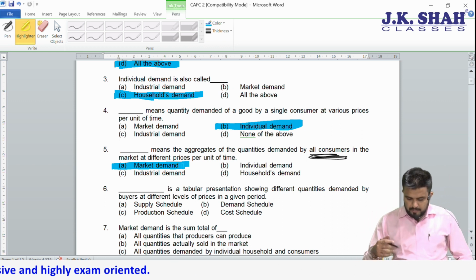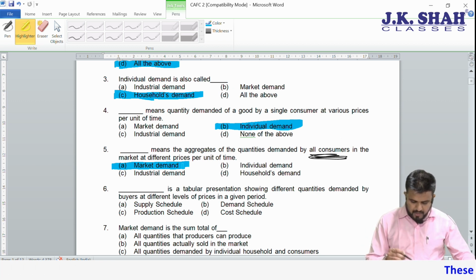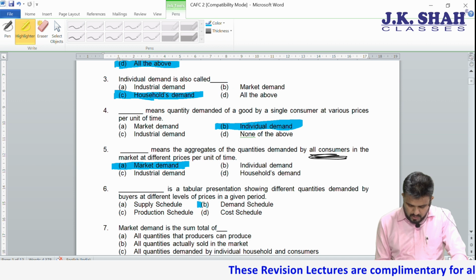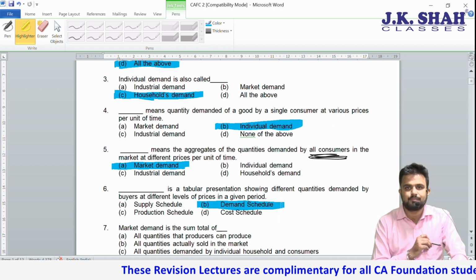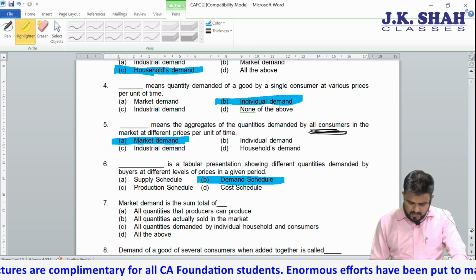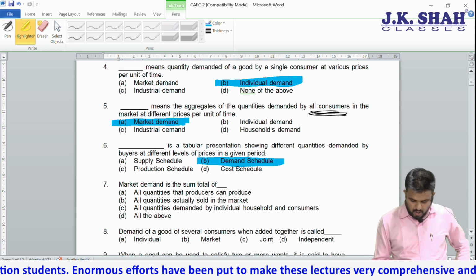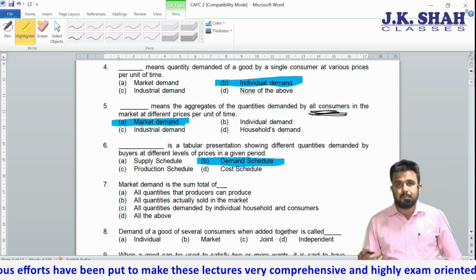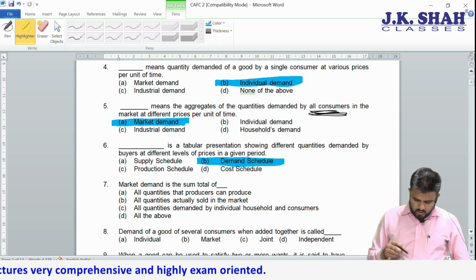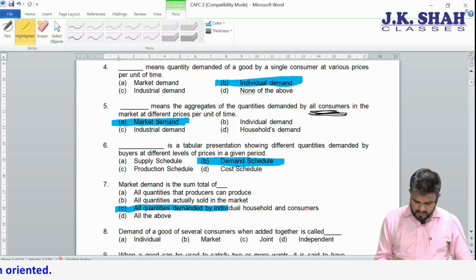Next, dash is a tabular presentation showing different quantities demanded by buyers at different levels of price in a given period. So since they are talking about demand, it is demand schedule. Option B. Next is market demand is a sum total of all quantities that producers can produce? No. All quantities actually sold? No. All quantities demanded by individual households or consumers. So this is the most appropriate answer. Answer C.